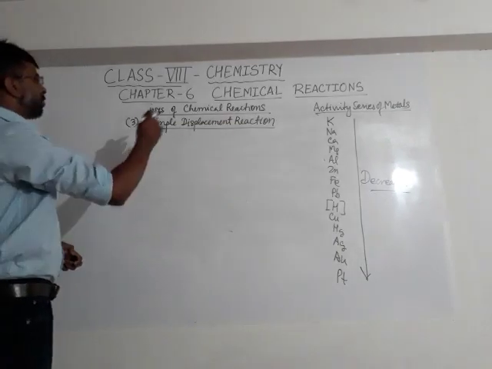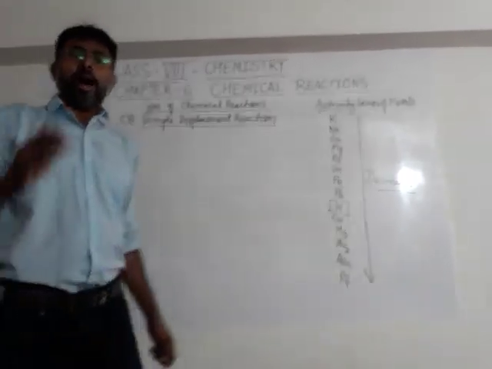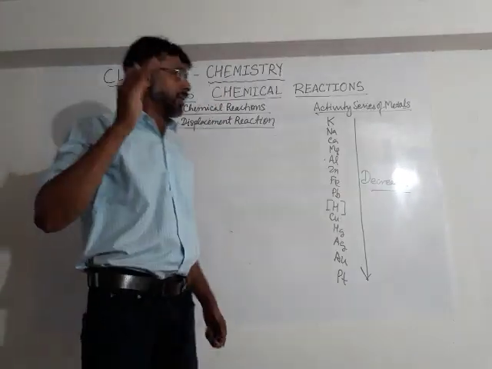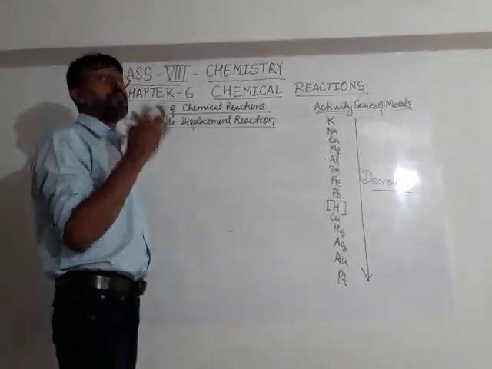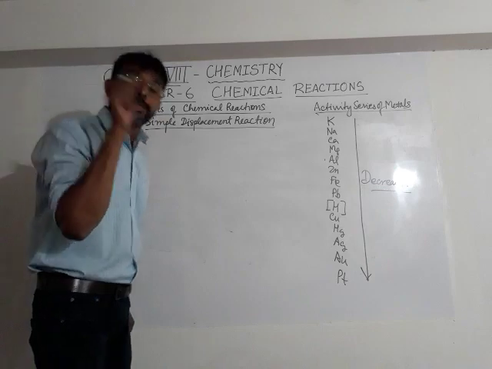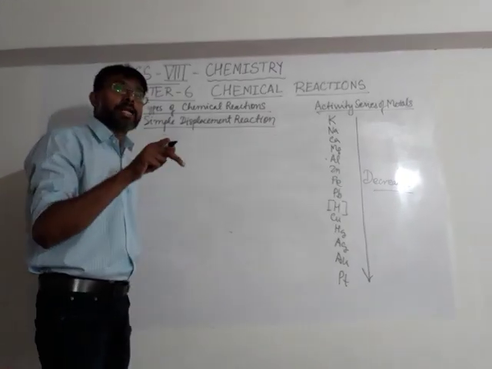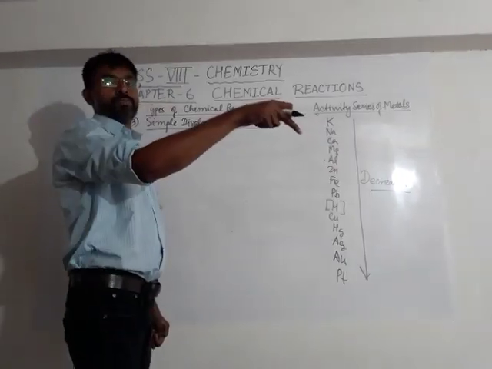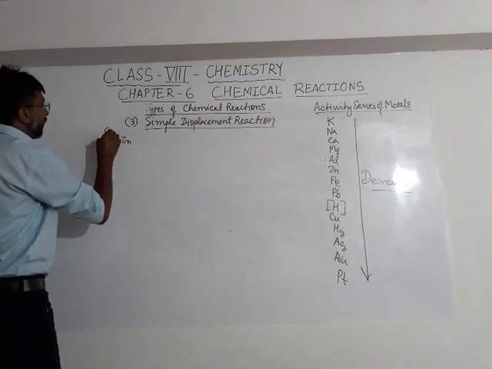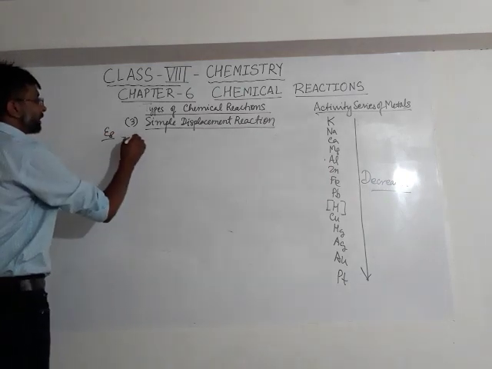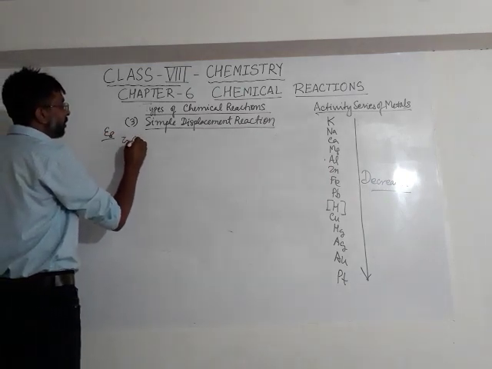Now let me come back to simple displacement reaction. A simple displacement reaction is a reaction in which a more reactive element displaces a less reactive element from its compound. Let me take one example. Example number 1. Zinc metal. This is zinc metal solid.